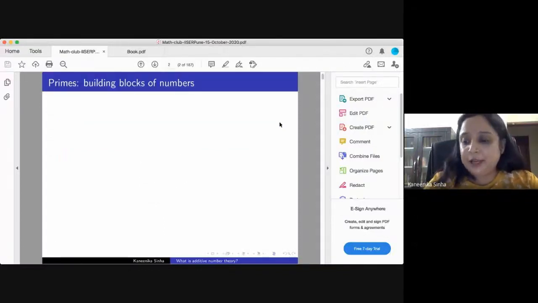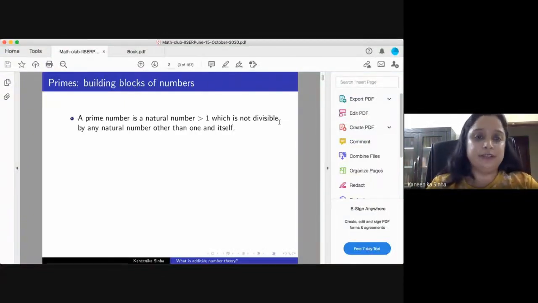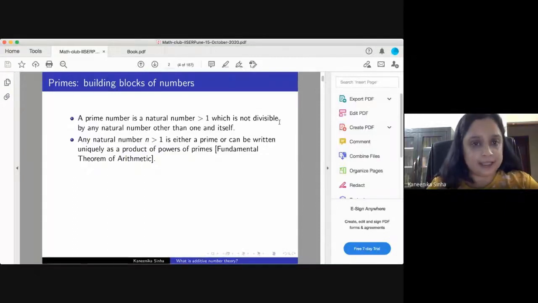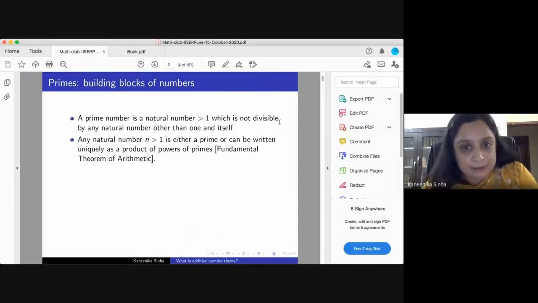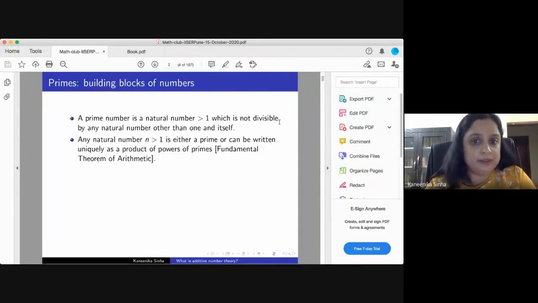As we all know, any course in number theory starts with prime numbers, which are the building blocks of numbers. So what does that mean? A prime number is a natural number greater than 1, which is not divisible by any natural number other than 1 and itself. We know several nice properties of prime numbers. For example, the fundamental theorem of arithmetic states that any natural number is either a prime or can be written uniquely as a product of powers of primes. We also know that there are infinitely many prime numbers, right?